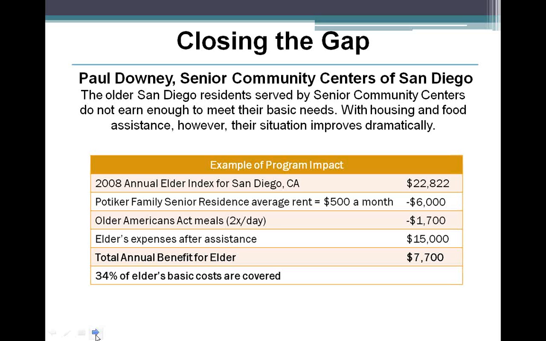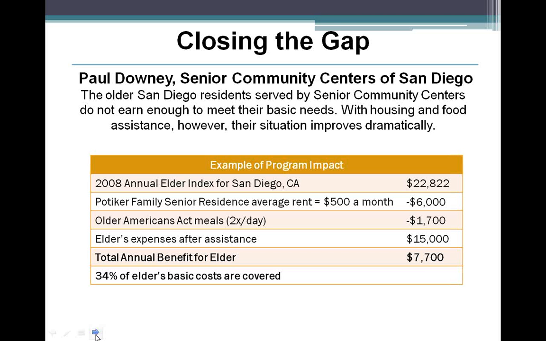As you can see in this chart here, and this is based on the first iteration of the Elder Index, an older adult living in San Diego needs close to $23,000 a year just to meet their basic needs. But because they are a resident of the Potiker family residence and they receive 2 meals a day, they are able to reduce the expenses of each of the older adults living in that residence by just under $8,000 a year. So at the end of the day, they're able to cover just over a third of the elders' basic costs, leaving them with $15,000 as opposed to nearly $23,000 of expenses that need to be covered.